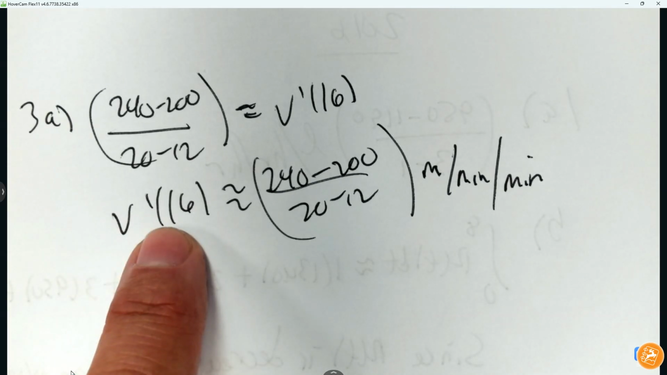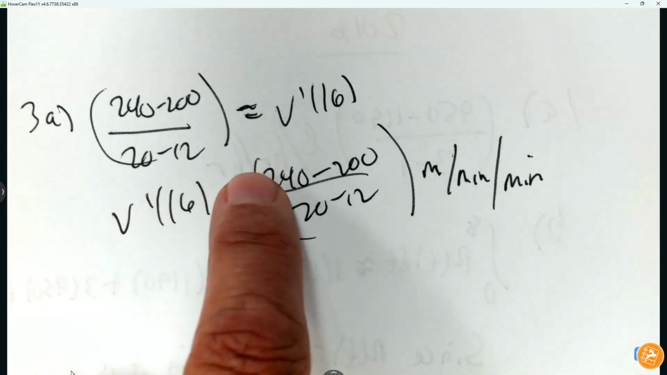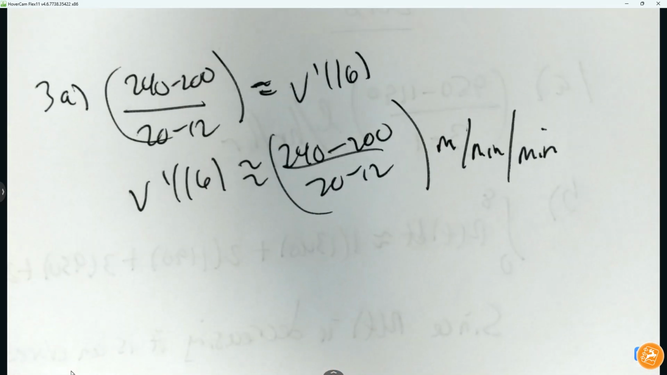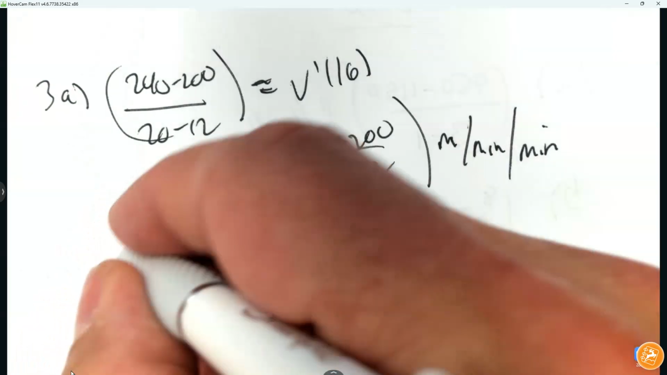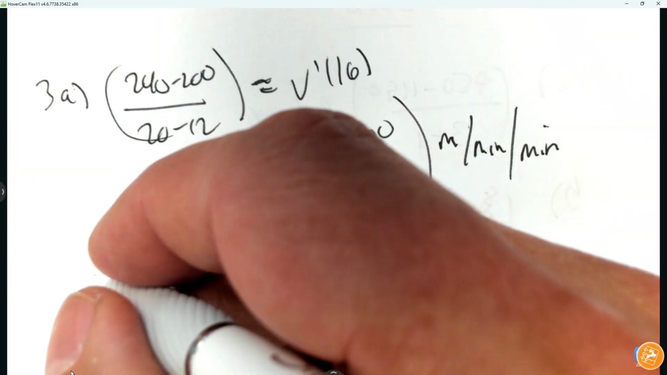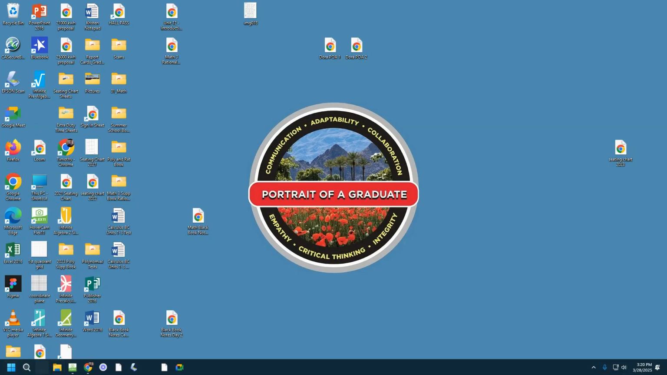So always start with what's being asked. So the derivative of v, approximately, you're doing the slope formula, and it's meters per minute like acceleration. It is acceleration, it's velocity. All right, part B. In part B, it says, using correct units, go back here.